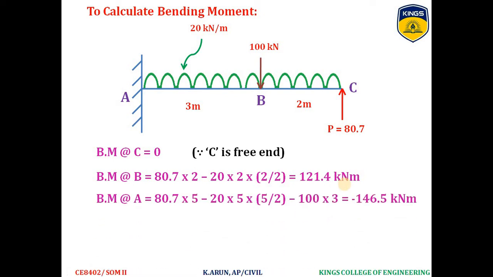Next, I am going to calculate the bending moment at A. So prop reaction into distance from C; A is located at a distance of 5 meter. So 80.7 into 5, minus UDL, which is acting throughout the beam: 20 into length of the beam 5 meter into L by 2, 5 by 2. Also I am having a point load here, located at a distance of 3 meter. So minus 100 into 3. For point load the formula is W into L, where W is 100 and L is 3 meter. So the moment is equal to minus 146.5 kilonewton meter.